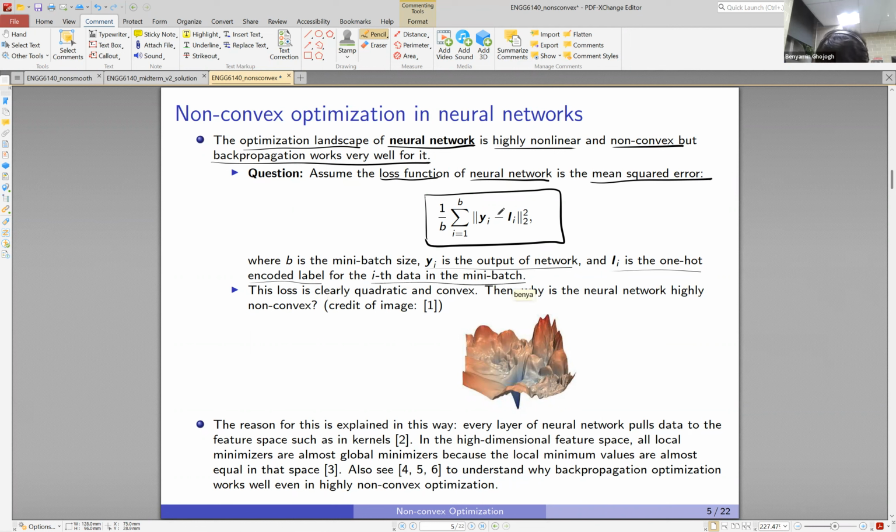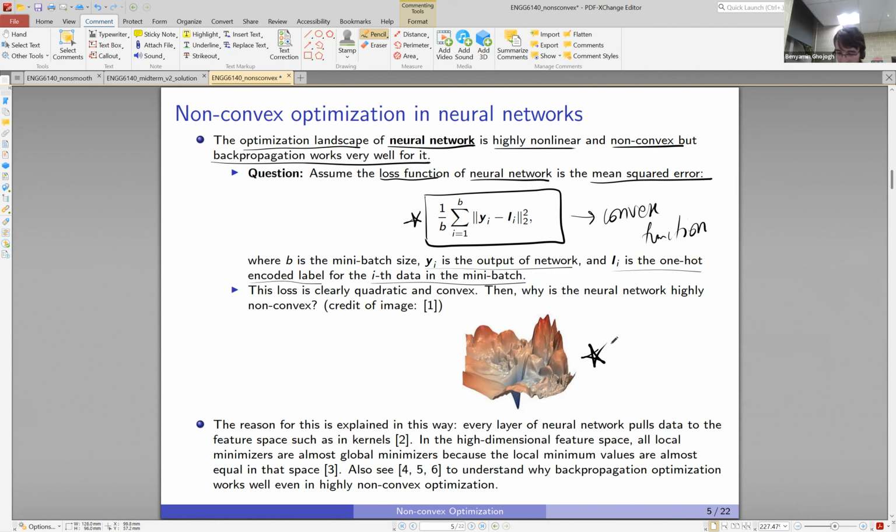So you want to minimize the difference between the output of the network and the desired label. It can be one-hot or whatever you have. So you can use it, for example, for a regression problem. My point is that this is a convex function with respect to, for example, Yi. So why do we say that the optimization landscape of a neural network is highly nonlinear, highly non-convex, for example, like this? Why?